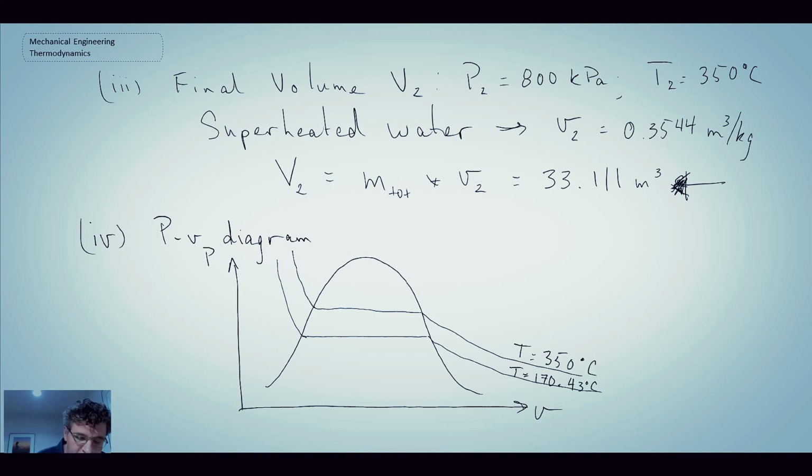And remember, we start off at saturated liquid at 800 kPa. The pressure does not change, but we're somewhere in here, state 1. And then with our process, we move to the right until we hit the 350 degrees C line, or isotherm. So that's what our process would look like on a PV diagram. And that concludes the solution to that particular problem.